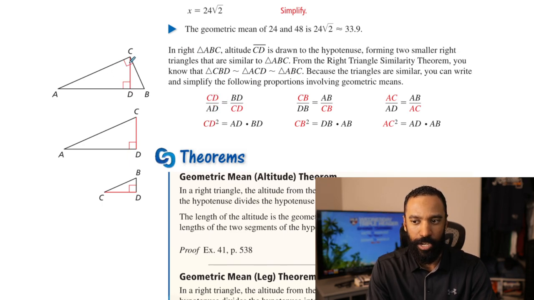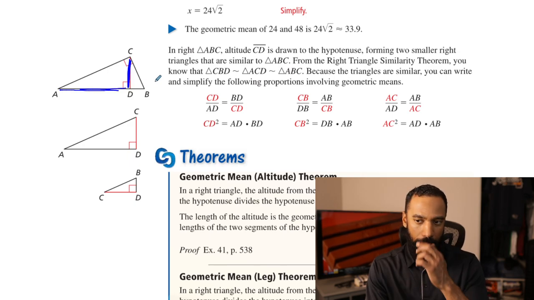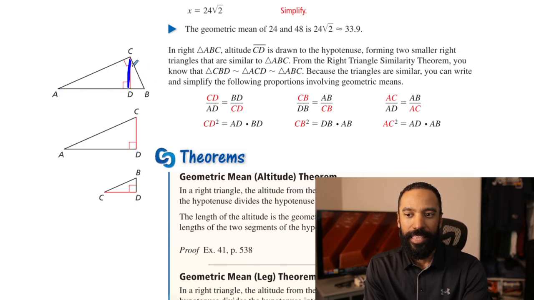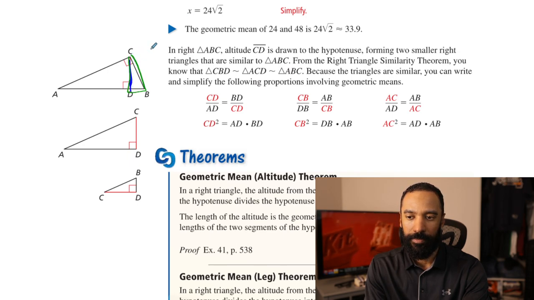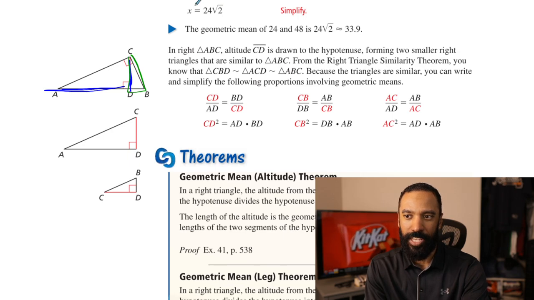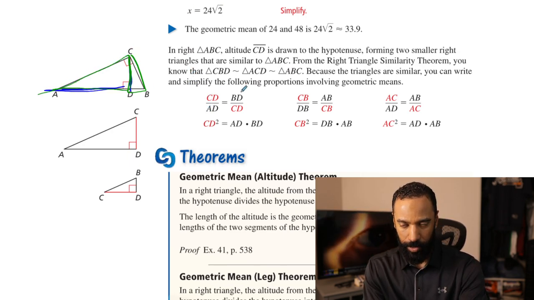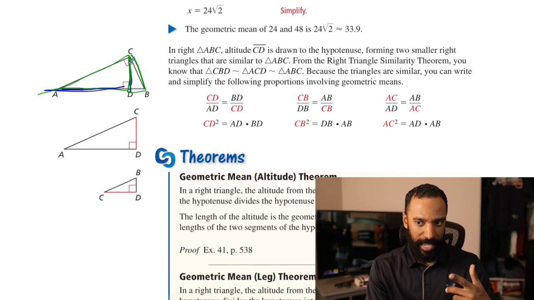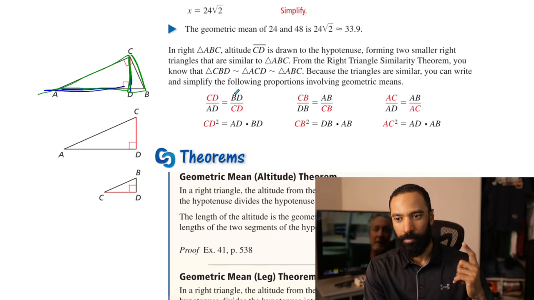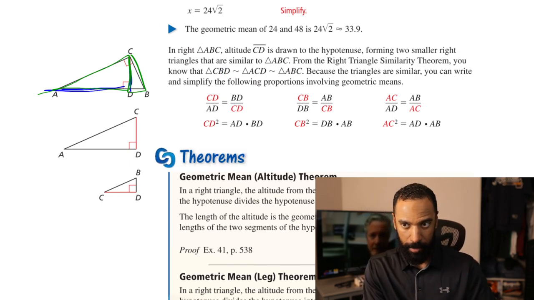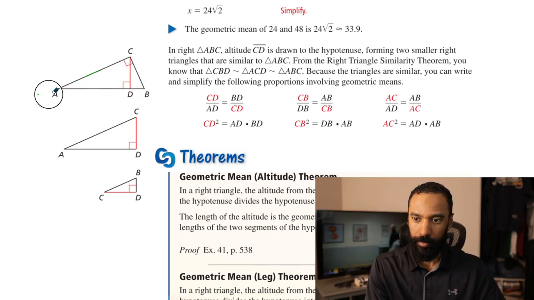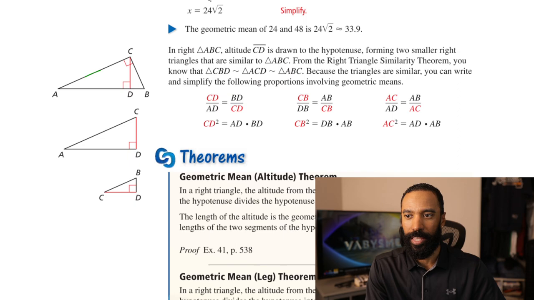When I say CD over AD, when I see CD and AD here, I'm looking at the long leg of the small triangle. And here, AD, I'm looking at the long leg of the, say, medium triangle. CD over AD equals. Now, how can I use CD again in another format? Go to the small triangle, go to the medium triangle. We can talk about the short leg, because CD is the short leg in the medium triangle.